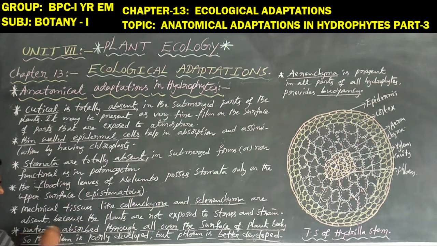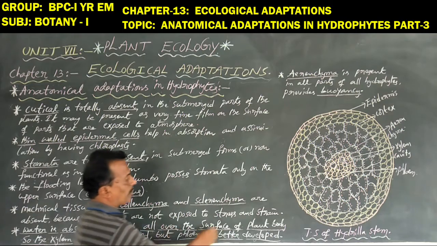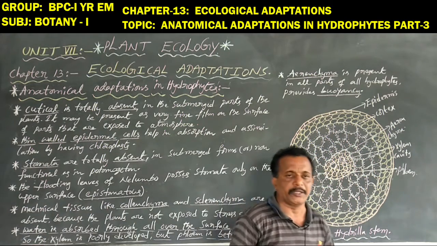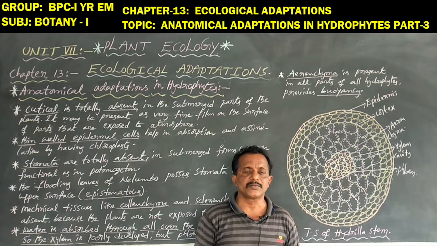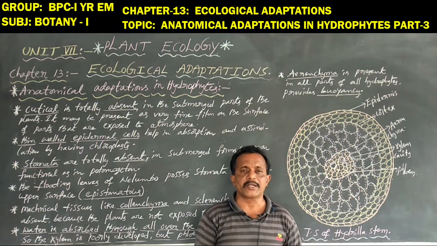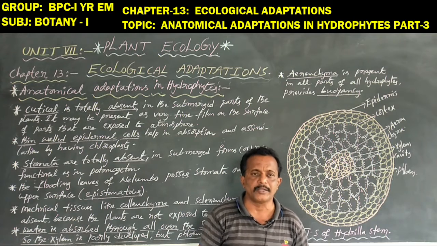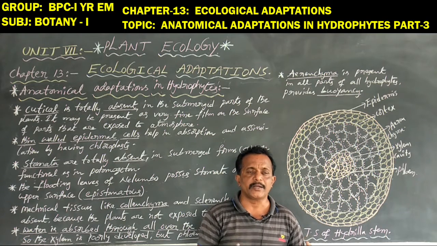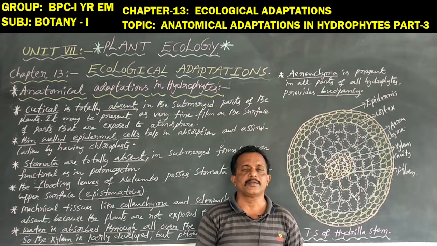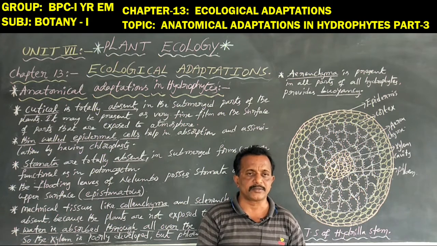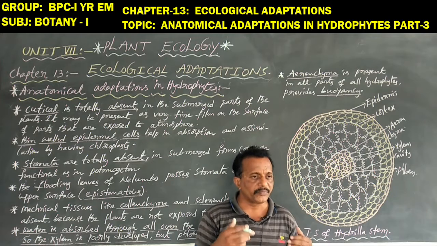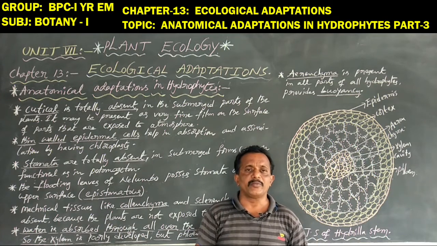And water is absorbed through all over the surface of the plant body. In general, in all higher plants, the roots absorb water and mineral nutrients from the soil. But here, all higher plants are grown in normal temperature or normal soils, so they receive water and mineral nutrients that way.